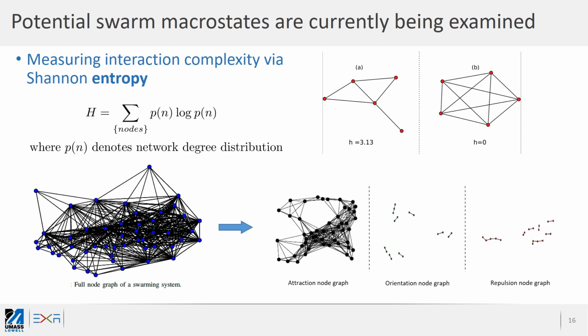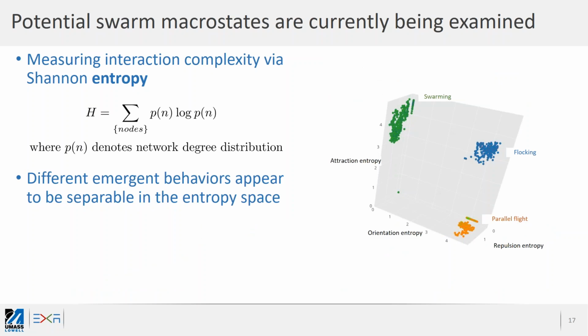And we do this with regards to 3 different networks. So on the left, you see the entire network, and we have broken this up into an attraction node graph, an orientation node graph, and a repulsion node graph. And what we are seeing is the entropy of each of these three different networks. And interestingly, we are able to identify the entropy.